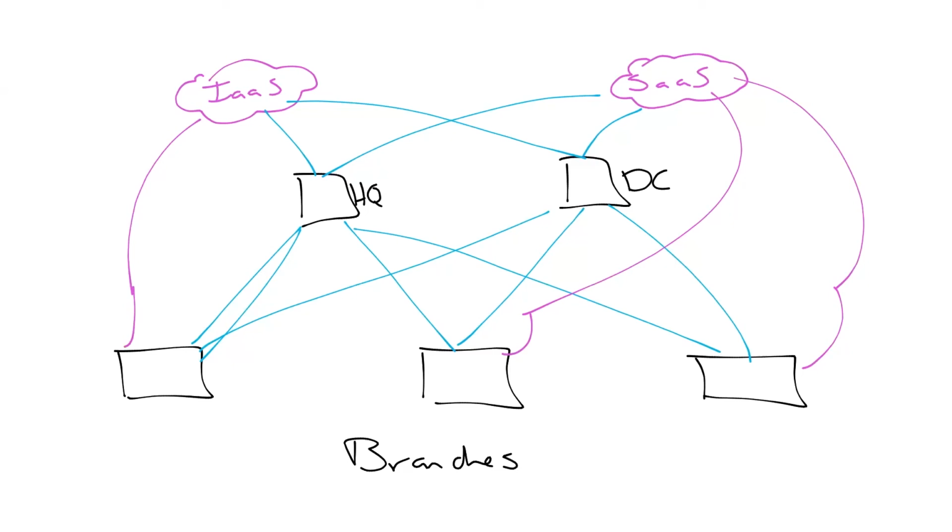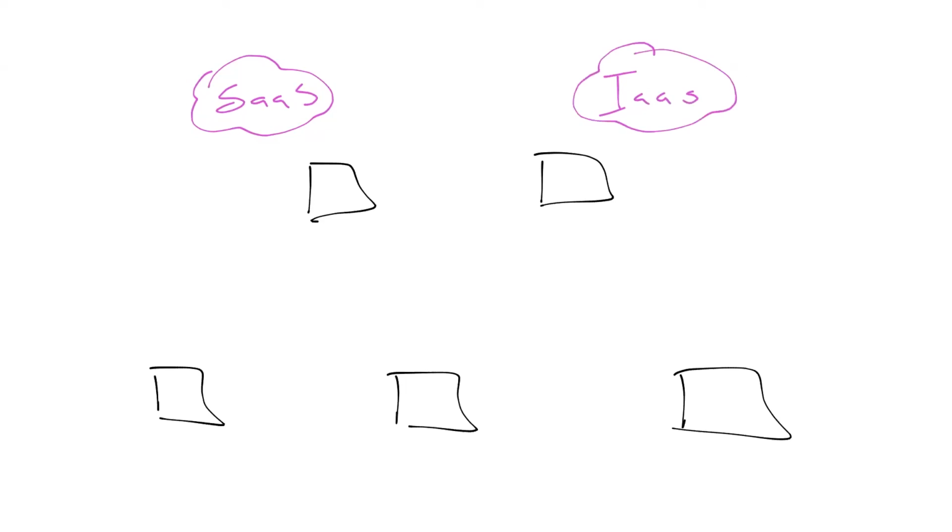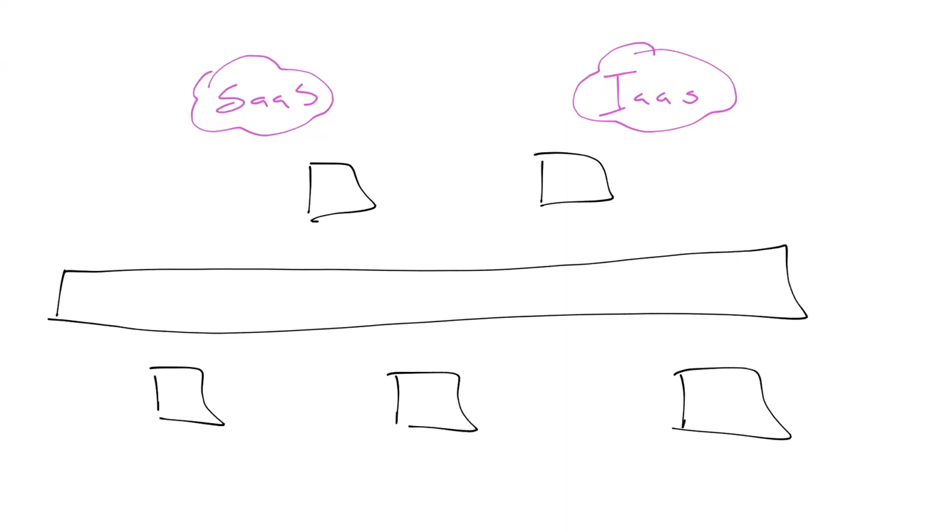If we deploy SD-WAN solutions on top of that type of network, so having the same scenario right here with software as a service and infrastructure as a service, our solution will look like this. So we're going to put an overlay network on top of that, and all of my branch offices and my data center or headquarters will be connected to that overlay network.